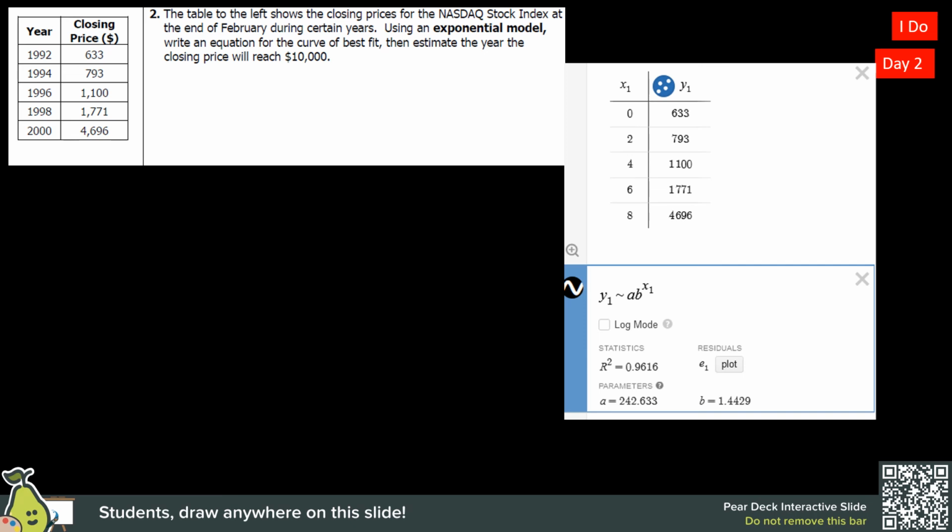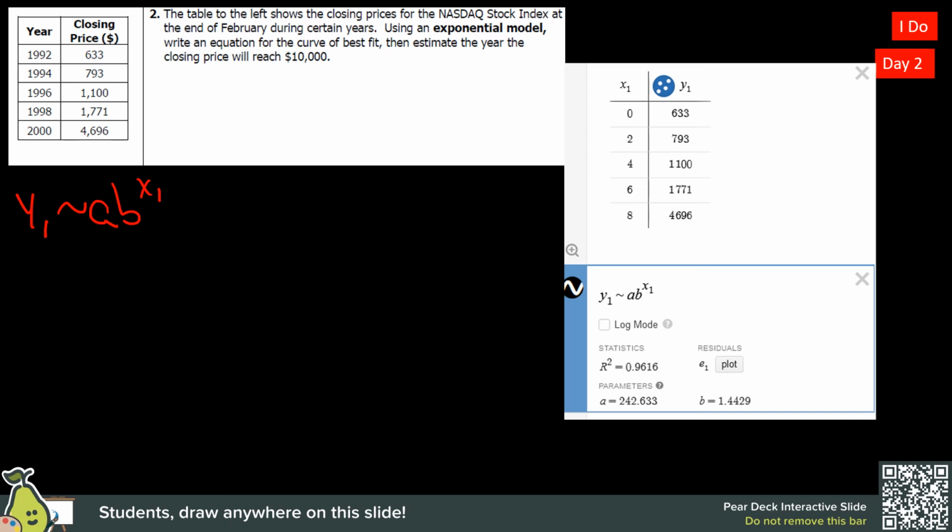So when we put this in here, what I really want to make sure you understand is we're going to do the same thing. We're going to use exponential regression. So we're going to say y1 tilde a b to the power of x1. This is the equation we're using. Now, when you plug this table in, look how I did this here. I didn't start at 1992. I have to start at 0.